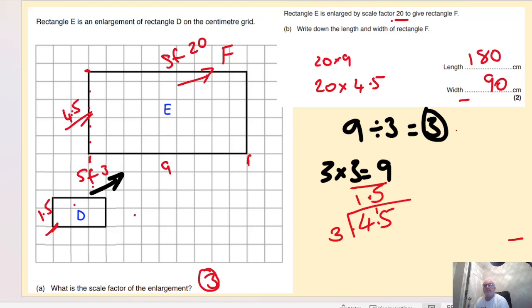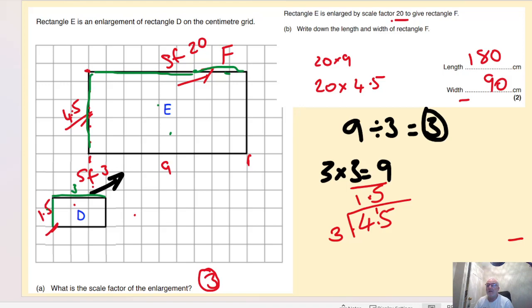Okay. And if we want to check that, thinking about the way we've just worked that out, let's look at the actual shapes if we wanted to compare the shapes. This one here, the width of the shape is 3, the height of the shape is 1.5. So the width is twice the height of the shape. This is 4.5, 2 lots of 4.5 gives me 9.